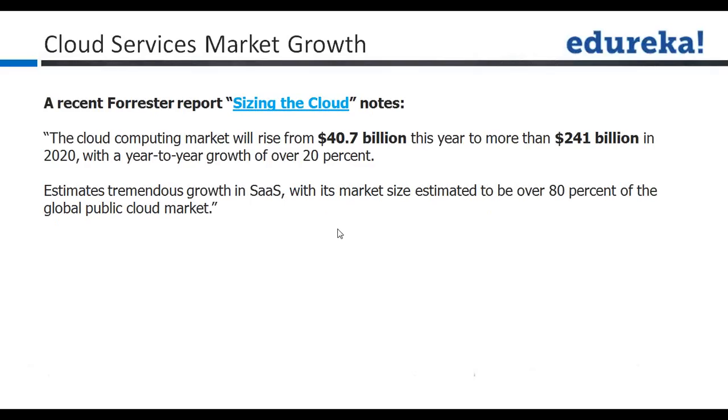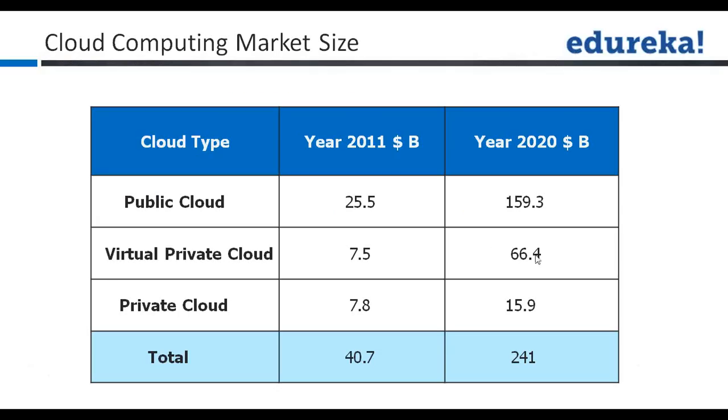That is the reason people believe that by 2016-17, the cloud would be much more mature and the growth would be much higher. So in the year 2011, what is that stage? Around 40 billion in revenue was coming in, with the public cloud consuming 25 billion, while virtual private was 7.5 billion and private cloud was 7.8 billion.